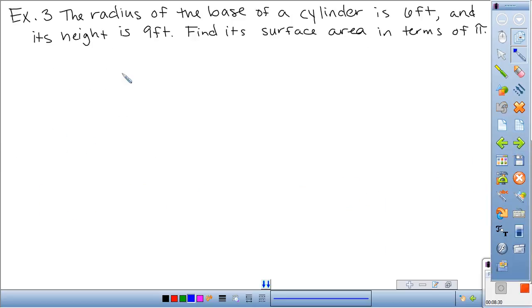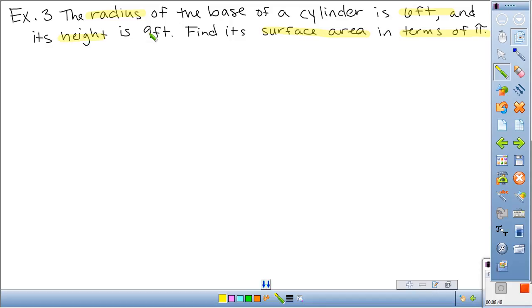Now let's go ahead and look at an example. This is example 3. The radius of the base of a cylinder is 6 feet, and its height is 9 feet. Find its surface area in terms of pi. Let me go ahead and highlight what's important here. We know the radius is 6 feet.